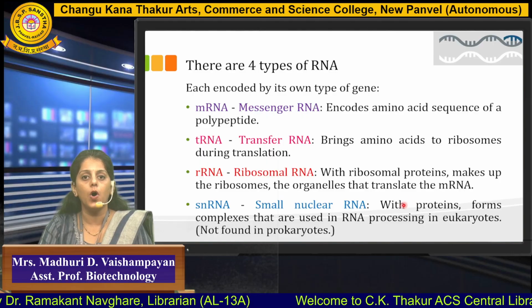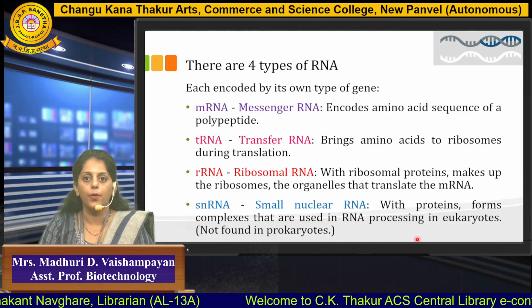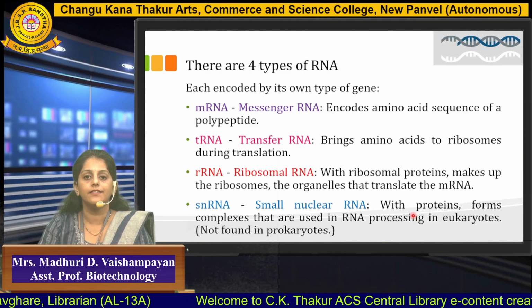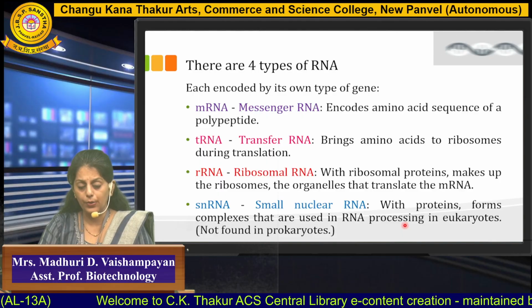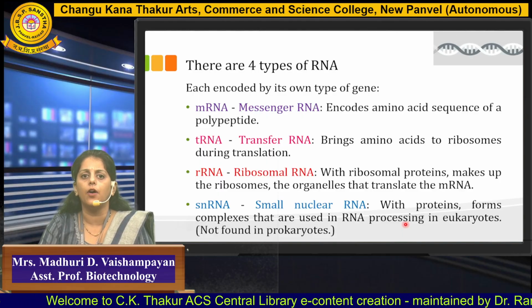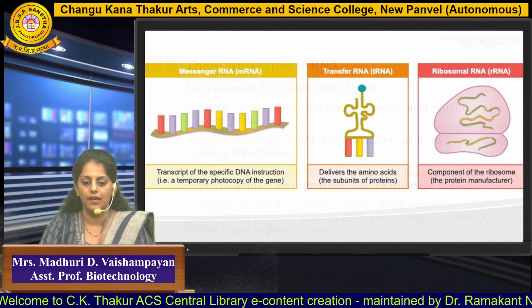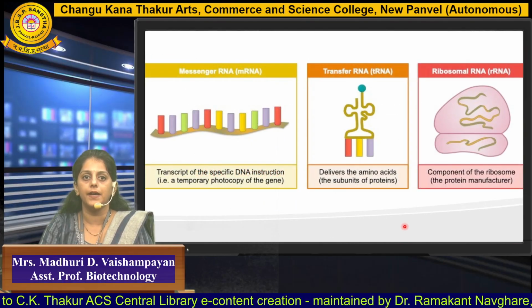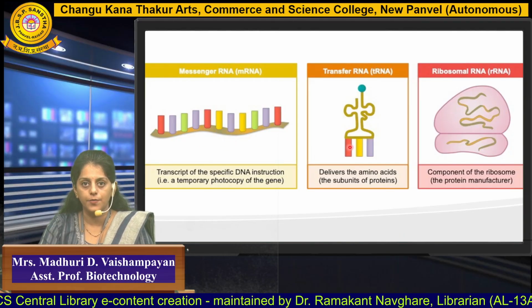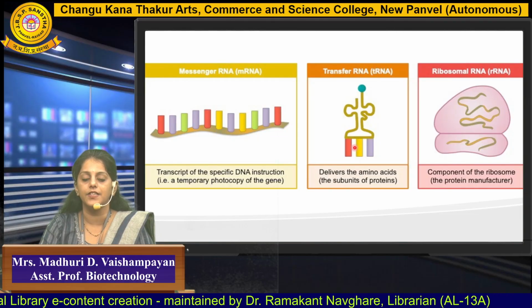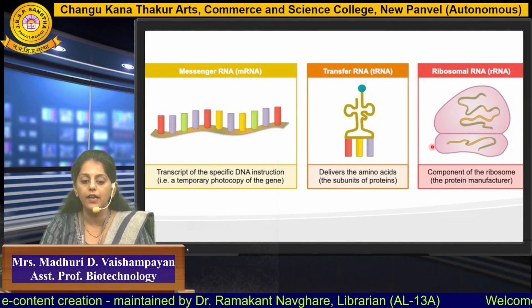snRNA is your small nucleolar RNA with proteins. They form complexes which are mainly involved in RNA processing in case of eukaryotes, and this is not commonly found in prokaryotic cells. This is the diagrammatic representation of your mRNA molecule. This is your transfer RNA or tRNA, and this is your ribosomal RNA or rRNA.